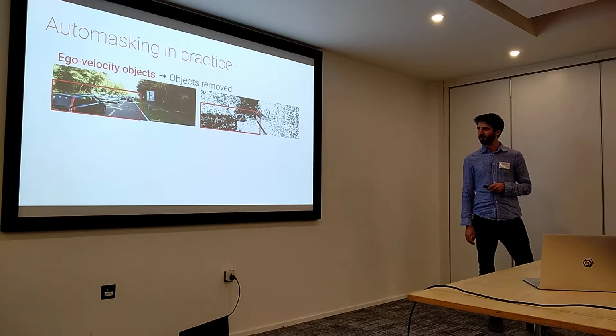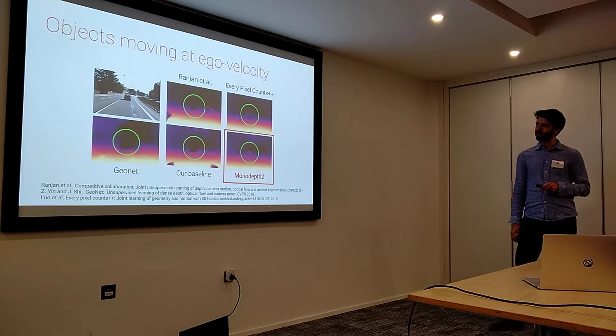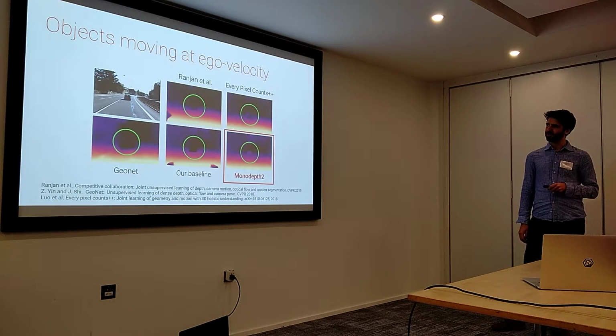These cars here are blacked out, they're masked from the training. And it also applies when the camera's static. So here the cars stopped at a red light, and it's almost all of the pixels that we now ignore from the training loss. It turns out when you apply this, these black hole objects, these objects that disappear, are more likely to be recovered at test time.